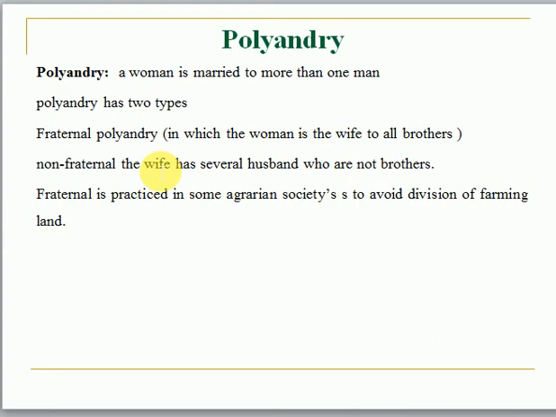Non-fraternal polyandry is a type of marriage in which the wife has several husbands, but these husbands are not brothers to each other. That is called non-fraternal. Fraternal polyandry is practiced in some agrarian societies. An agrarian society is one in which people mostly work in the agriculture sector, in the fields. Fraternal marriage takes place in order to avoid the division of farming land, so they give preference to fraternal types of marriage.